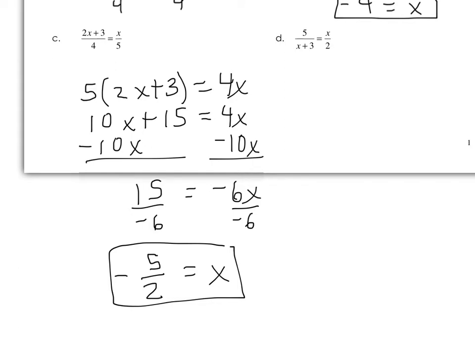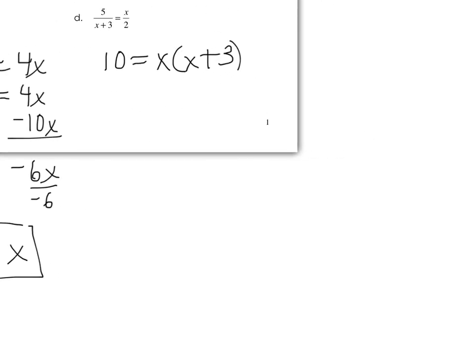Let's solve this next problem. We'll cross multiply. 5 times 2 is 10. x times x plus 3. Ooh, this problem's a little different. 10 equals x squared plus 3x. How do we solve a problem like this?